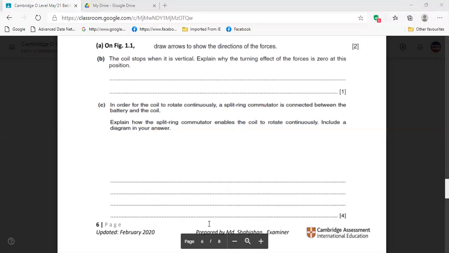So I'll write this one: that the split ring commutator helps the coil to change the direction every half turn, as the direction of current alters in the coil. For writing only this part, you have 2 marks, and the drawing part, 2 marks. Do it, please.